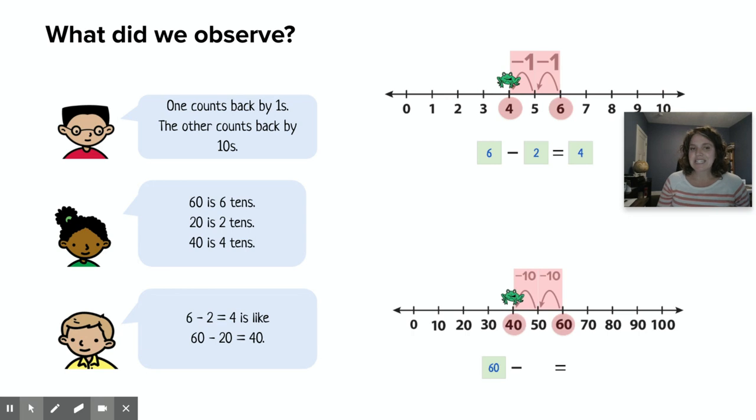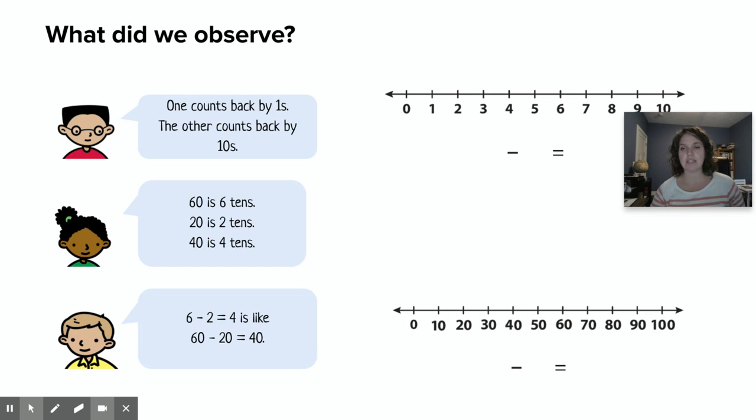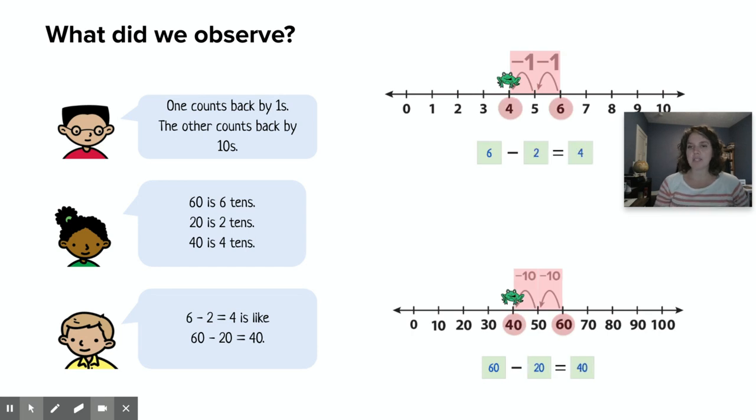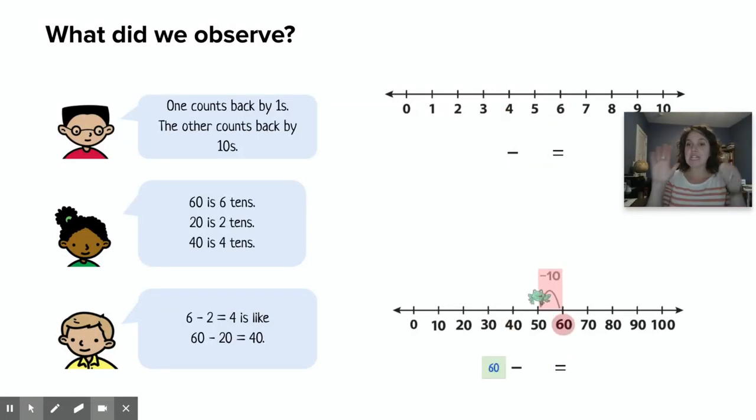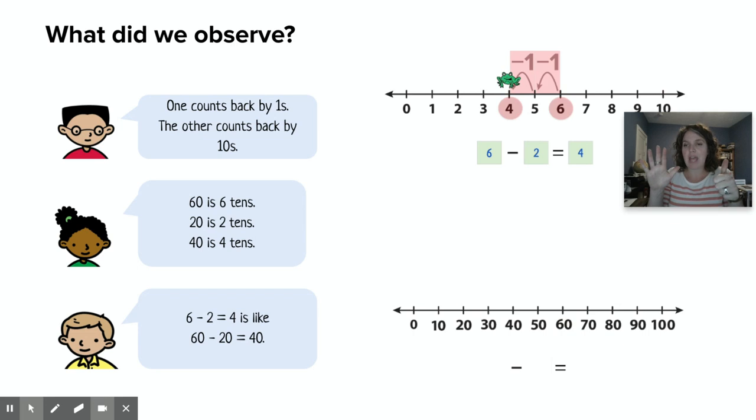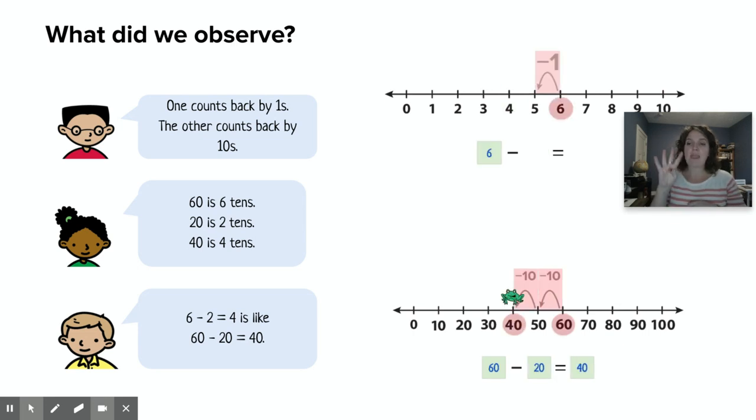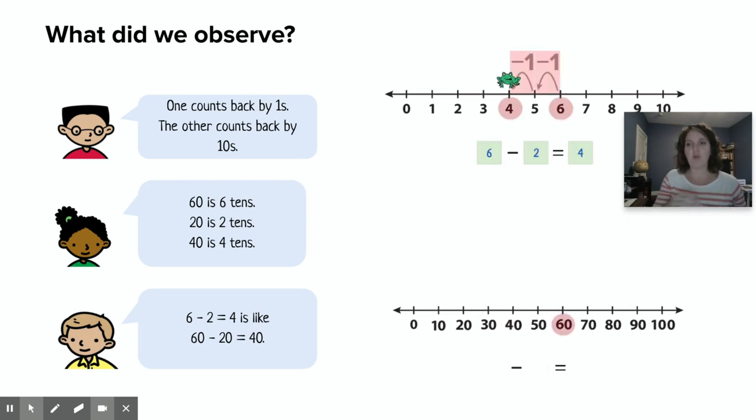The girl says 60 is 6 tens, 20 is 2 tens, and 40 is 4 tens. So she's kind of breaking it down and saying, well, if I have 60, it's just 6 groups of 10. Or if I have 40, it's 4 groups of 10. Or when I have 20, it's 2 groups of 10. And so then the little boy says, well, when I can do 6 minus 2 is 4, I can also do 60 minus 20 is 40. You got it.